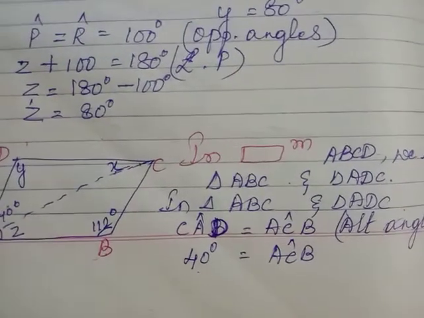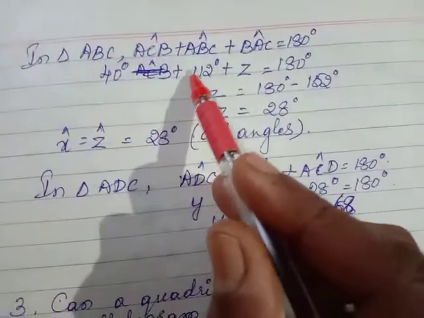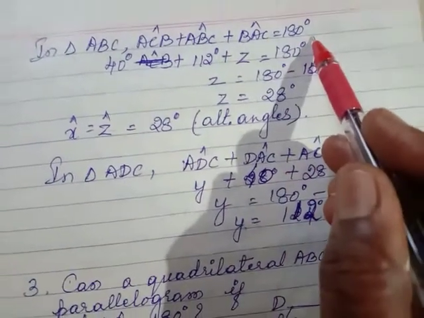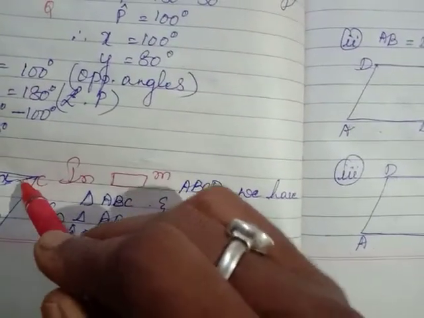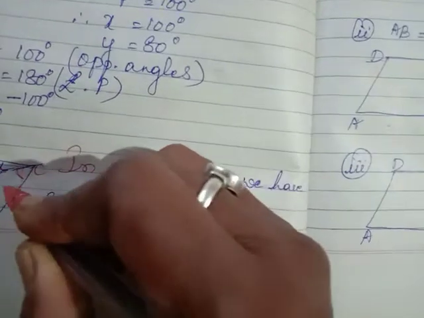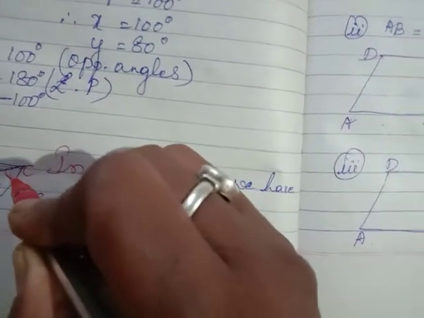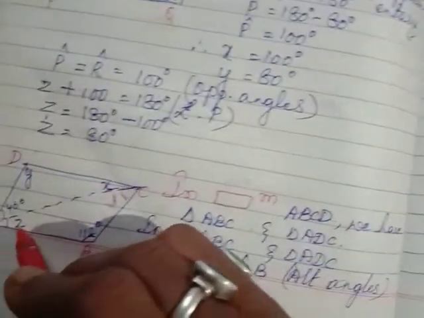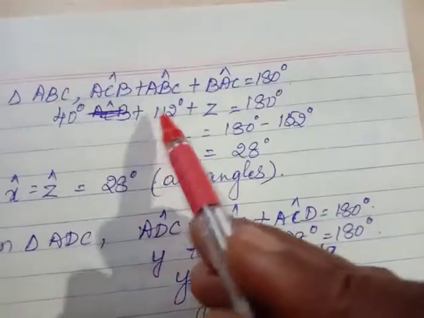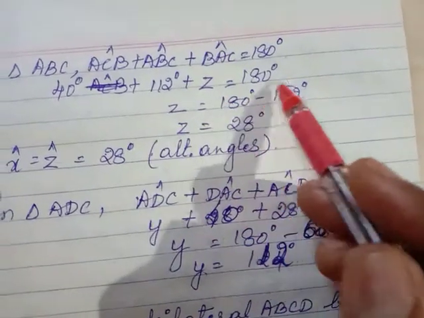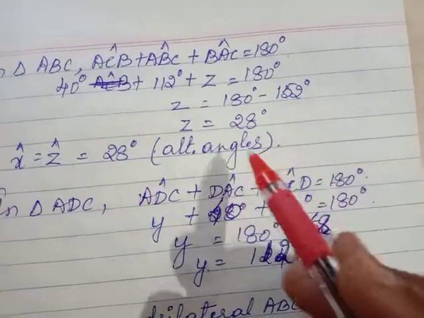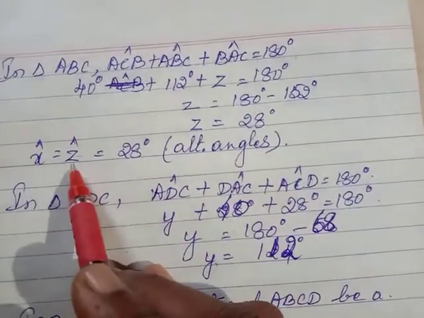Now in triangle ABC, angle ACB plus ABC plus BAC is equal to 180. The sum of these three angles. We get to know this is 40 degree. So using this angle sum property, we can find out Z. Therefore, in triangle ABC, ACB plus ABC plus BAC is equal to 180. 40 plus 112 plus Z is equal to 180. Z is equal to 180 minus 152, 28. X is equal to Z is equal to 28.